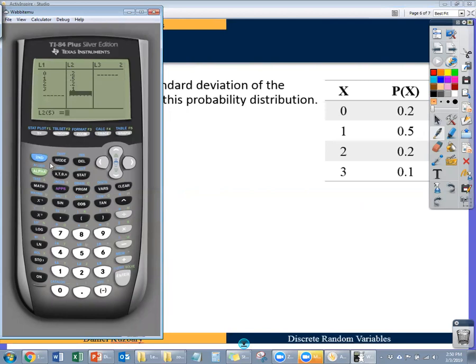The next thing I want to do is get out of here. I'm going to do a second quit. And I'm going to go to one variable stat, which is what we usually do when we have lists. And I'm going to let L1 be my list and L2 be my frequency list. So the probabilities are playing the role as the frequency list this time. If you've got the older version of this, you want to type L1 comma L2 like we've done before and hit enter. And this is going to give us our mean and standard deviation.